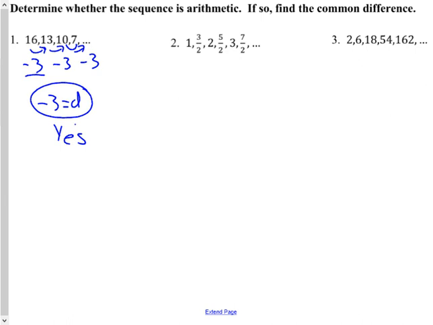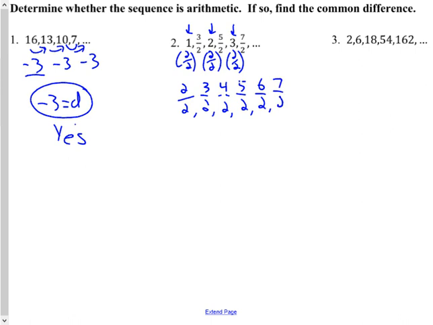Next up, we've got 1/2, 3/2, 2, 5/2, 3, 7/2. Now this one is also arithmetic, but it might be harder to see. So if you struggle seeing it, write the numbers that don't have a denominator with a denominator. Basically multiply by 2/2 to turn those into halves, and I get 2/2. Next one's 3/2. 2 times 2 is 4/2. Next term 5/2. 3 times 2 is 6/2. Then we've got 7/2. So clearly we're adding 1/2. So this one's a yes. D is 1/2.